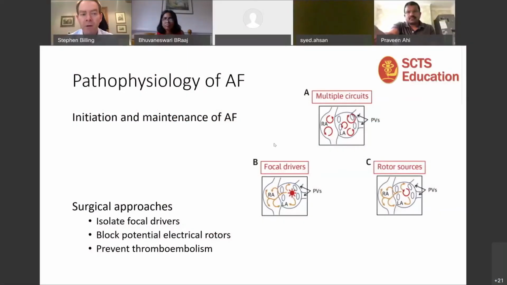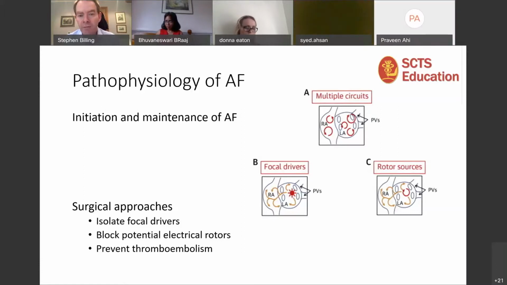There are three components to the initiation and maintenance of AF, and those are relevant when discussing surgical methods to address AF. Firstly, there are multiple microcircuits in areas of, if you like, stretched and expanded atrial myocardium. There are focal drivers which may initiate abnormal rhythms, and these have mostly been found to be clustered in the muscle cuff around the pulmonary veins and also in the back wall of the left atrium.